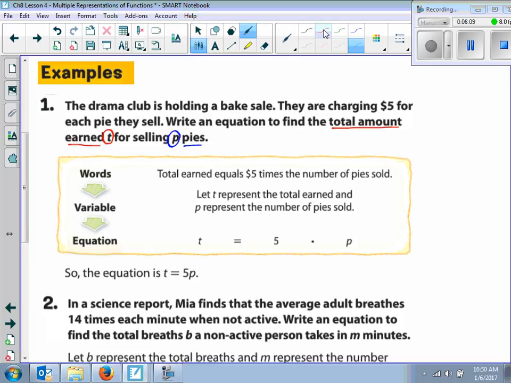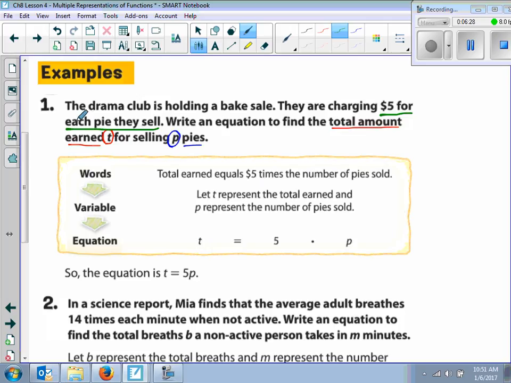Okay? If we look up in the problem here, it says they are charging $5 for each pie they sell. $5 for each pie they sell. What word in that phrase tells me the operation?